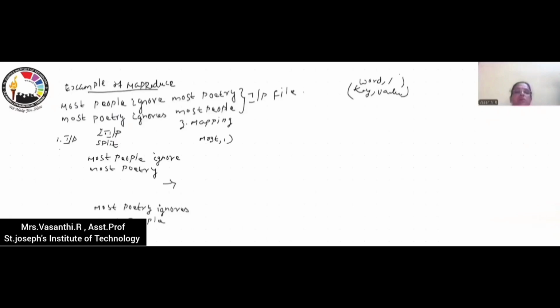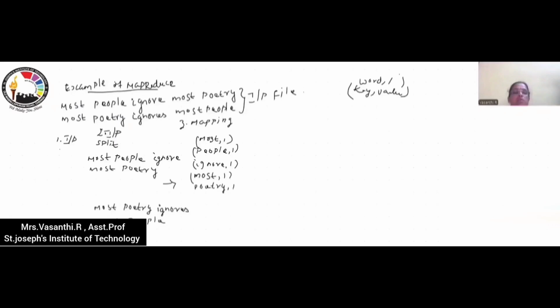Similarly, the next word is people, comma, the value is 1. The next word is ignore, value is 1. And the next word is most, comma, 1. Here the words are keys and the values are represented as 1, 1, 1. The last word of the first block is poetry, comma, the value is 1.